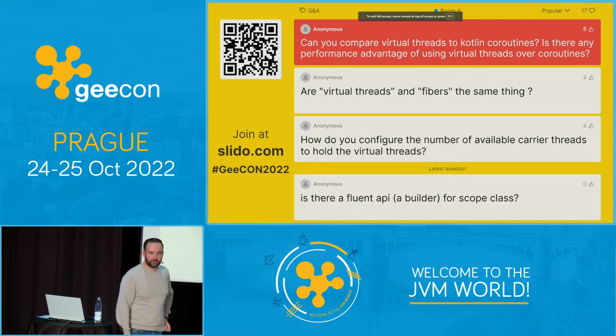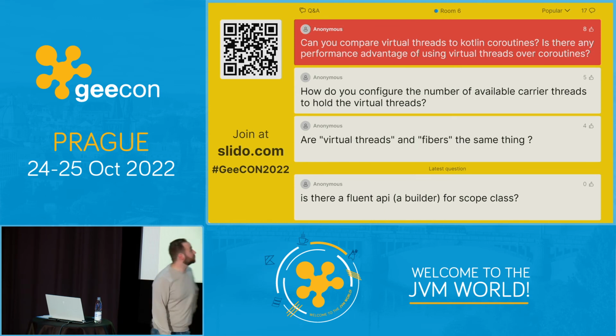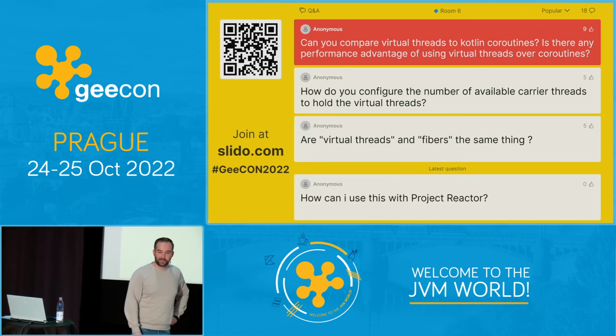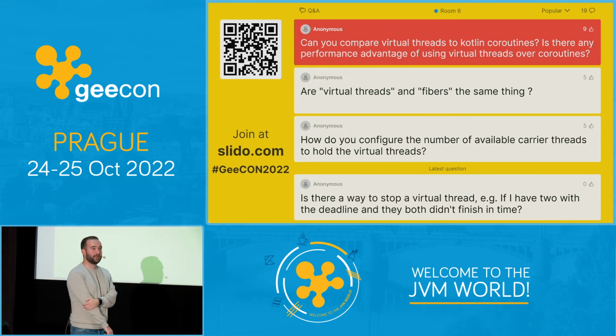Can you compare virtual threads to Kotlin coroutines? Is there any performance advantage of using virtual threads over coroutines? Yes. Coroutines don't work in Java, so that's the first one. So that would make it very easy if you're just using Java. I never tested or compared them really.